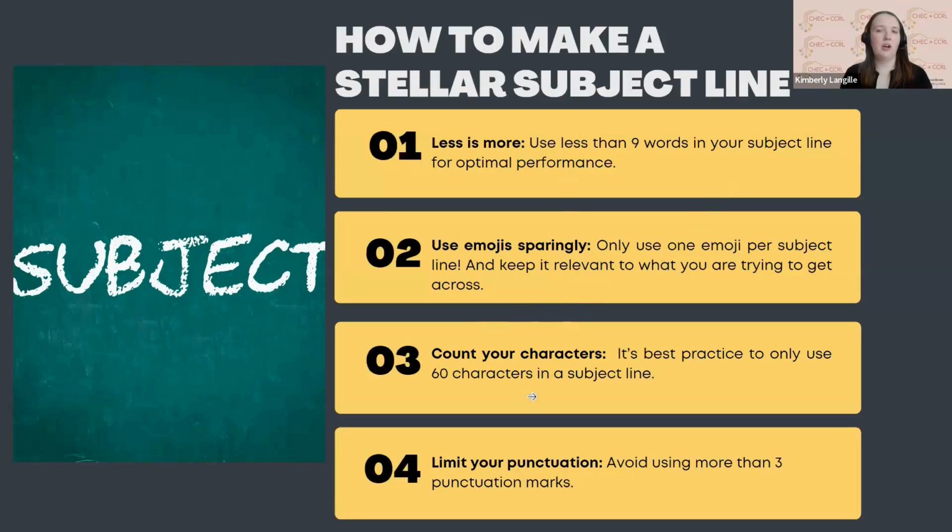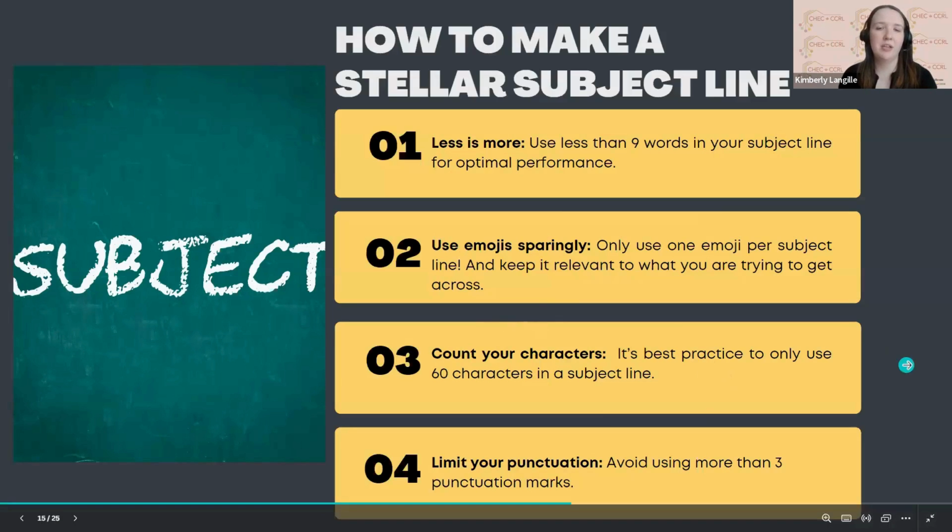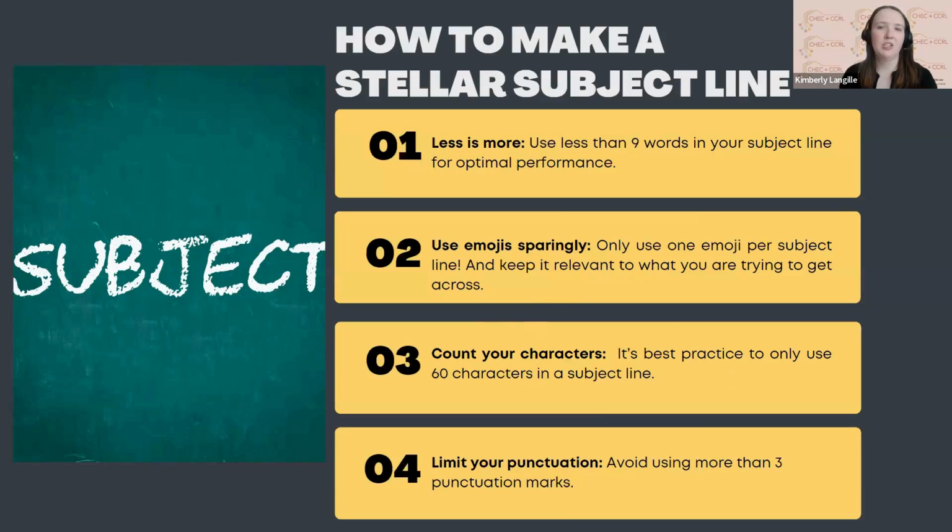But also, you want to count your characters. It's best practice to only use 60 characters in a subject line. That's talking about the actual letters or numbers in your subject line, trying to keep it under 60 characters. It is good with Mailchimp because, as I'll show you in a second, they actually count the characters for you. And you want to limit your punctuation. That means your periods or your exclamation points. You want to avoid using more than 3.